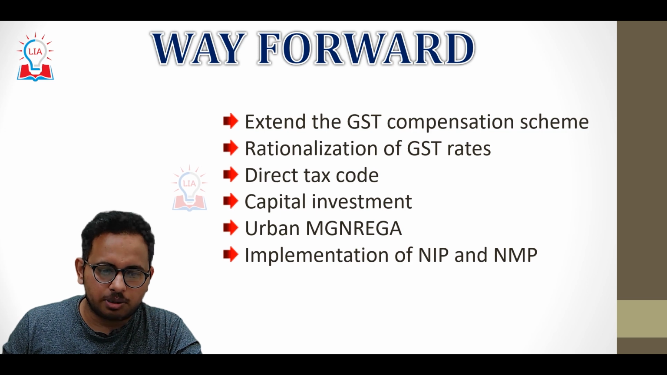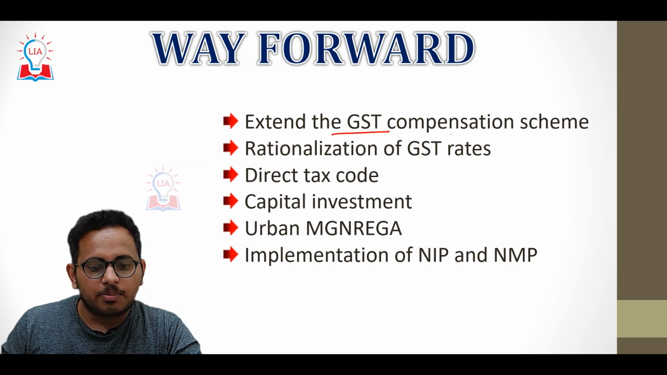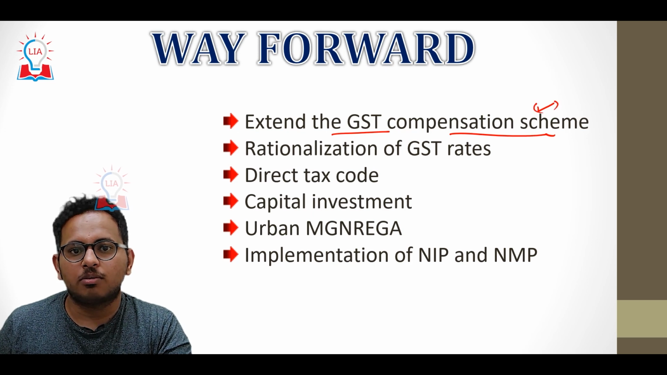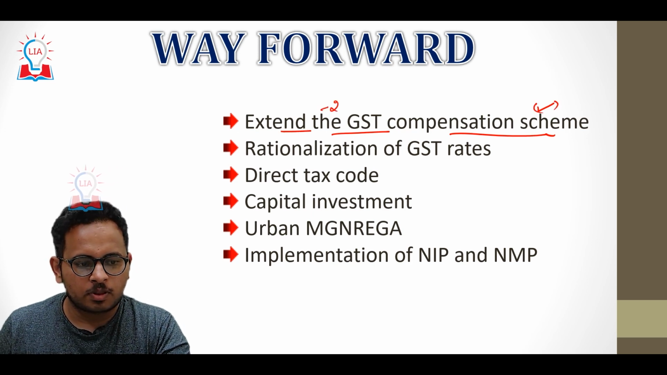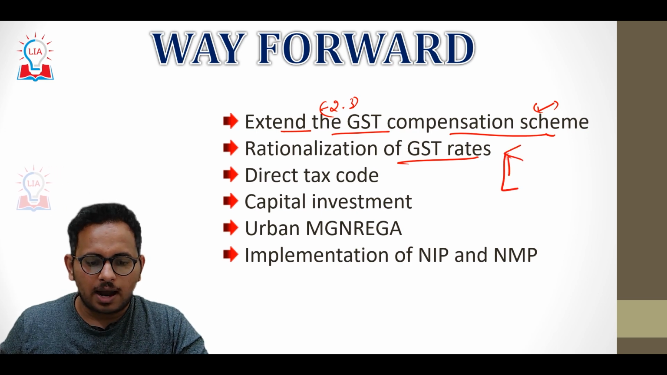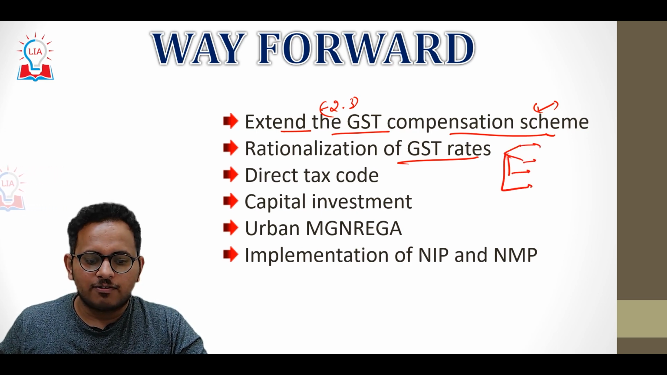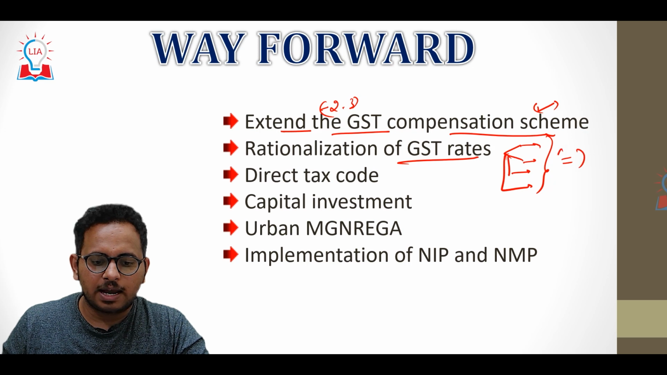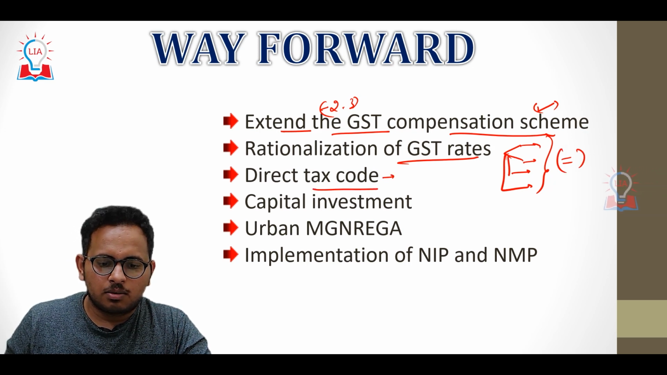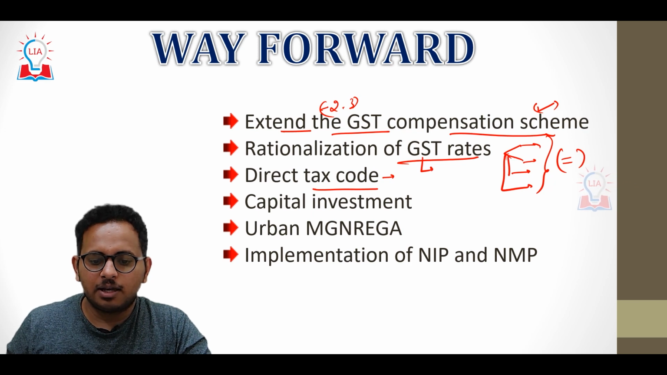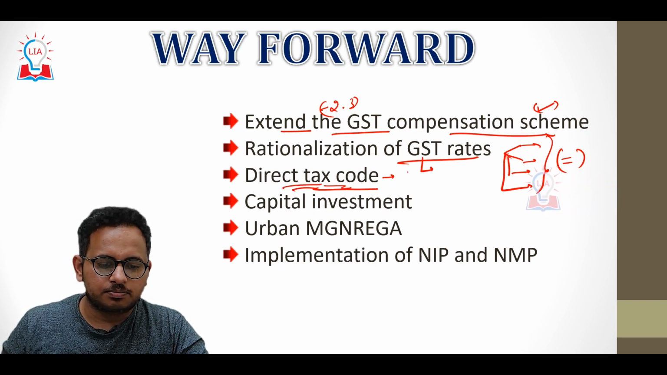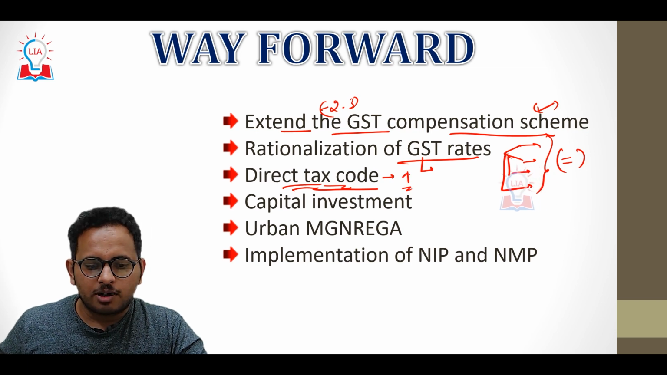And what is the way forward? What should we do? Extend the GST compensation scheme as it is demanded by the states, for the next 2 to 3 years. Rationalization of GST rates. We have different slabs of GST. Make it 1 or 2 so that it is easy for compliance. Direct tax code: as GST is an indirect tax and it is regressive, make provisions for a direct tax code and increase tax compliance and the tax base.